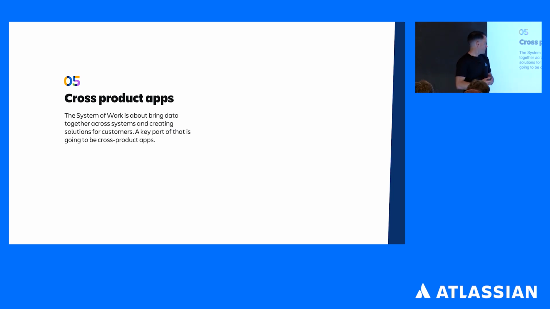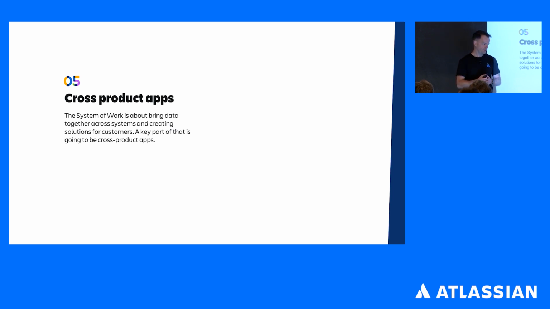Sweet. So that's Teamwork Graph. And the next thing that we're going to be doing, and that's sort of the last big thing for this presentation, is cross-product apps. Cross-product apps are really important philosophically from System of Work. Part of it is around bringing down these silos of the products and bringing data to customers and users where they need it in context. And that's not going to work if our apps are still tightly bound to individual products. So that's something we need to open up.